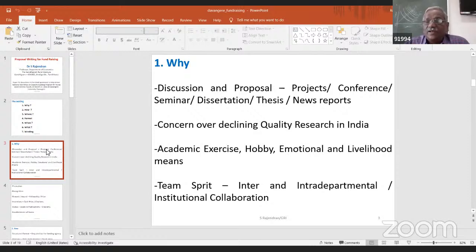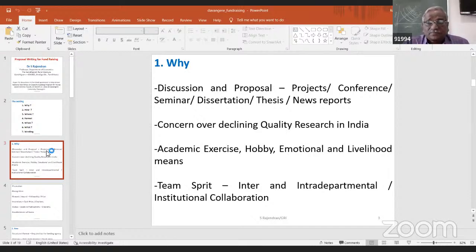On the emotional side, I remember two incidents where both father and son, and mother and daughter, got their PhD degrees from reputed institutes and universities. So, not only for academic purposes, not just as a hobby, and also as a livelihood means, people also take up research on an emotional basis. And above all, we need to have team spirit and an understanding of taking up research projects with inter-departmental and institutional collaboration.